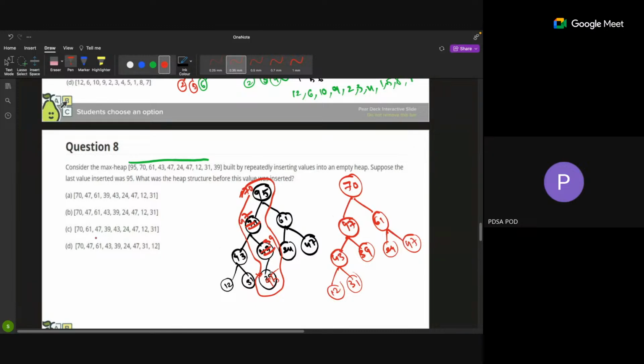Out of these three options, 61. This is okay, 61, we got it. After that 43, after that 43 means this. After that 43, 39. So 39, 43, 39. Yeah, wait. Okay, this is right. Then after that 24, 47, 12, and so this is the right answer. The right answer is B. It is correctly matched. Generally, we do the heapify in this way.